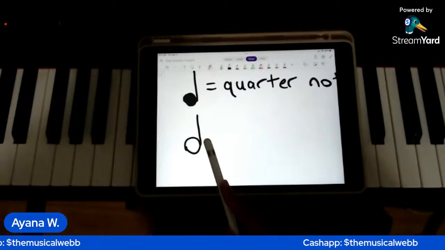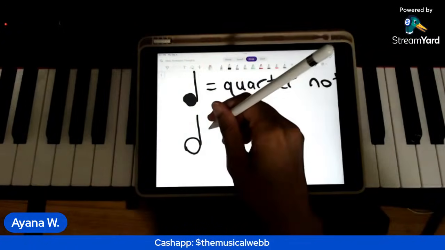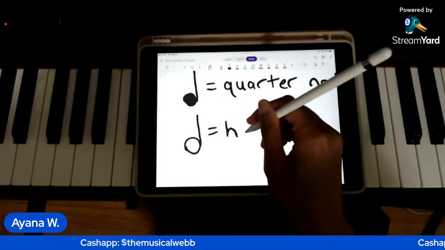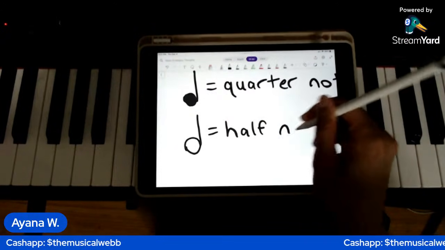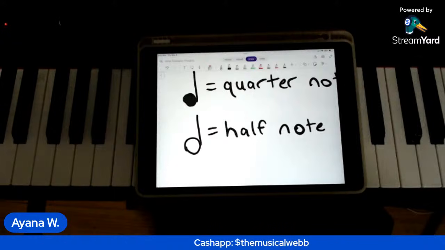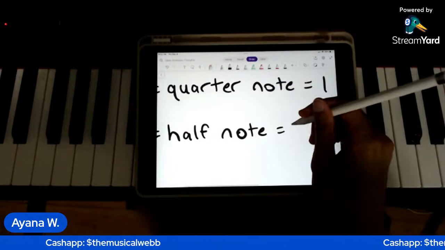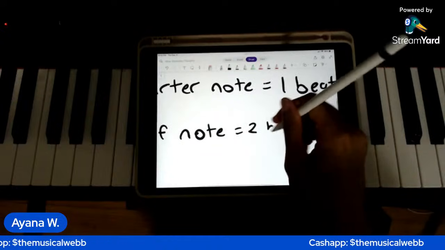Now, the next one is something similar. It has the stem, but the circle is open. So there's no filled in circle. Whenever you see this, it's called a half note. And a half note is going to be twice as long as the quarter note. It's going to be 2 beats long.